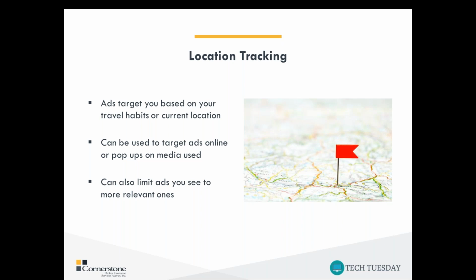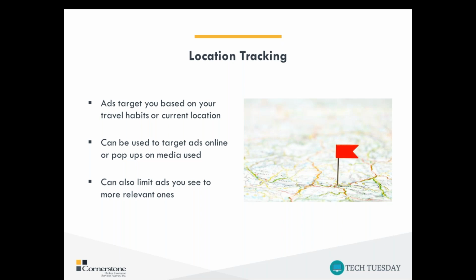YouTube often tries to target things that are area related based on where you are. It can also limit ads you see to more relevant ones. So it's, in my mind, kind of a double-edged sword. But if you think that just turning off your location settings is enough to block this targeted location advertisement, you'd sadly be mistaken.